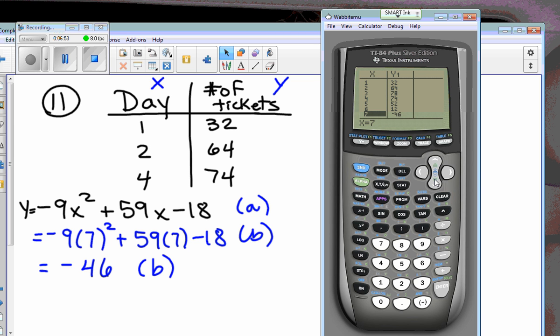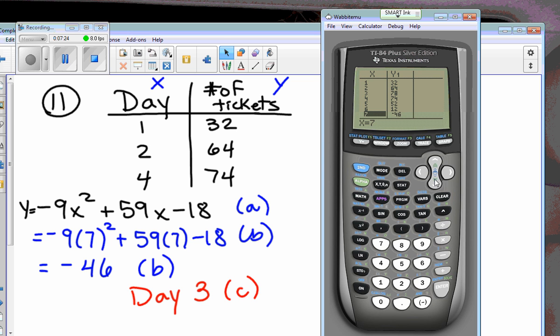Okay? If you look at my table here, we can answer part C very easily because it asks you when. So we're looking again for a day value, right? So we're looking for an X value. It says when was the greatest number of tickets sold? So day 1 was 32 tickets, day 2 was 64. What day was the greatest number? Day 3. And that's all you had to tell me. We're done, because on day 3 we had 78 tickets sold.